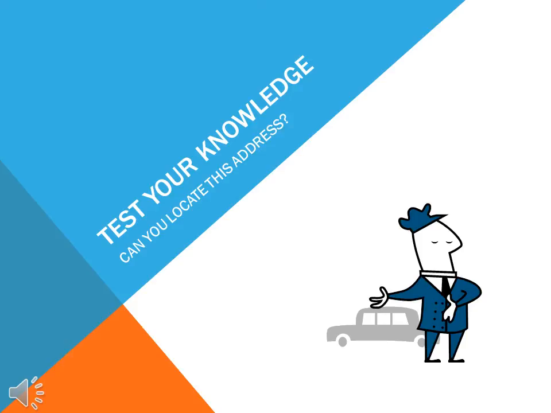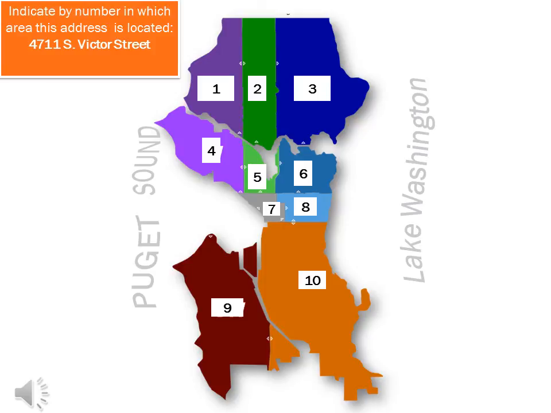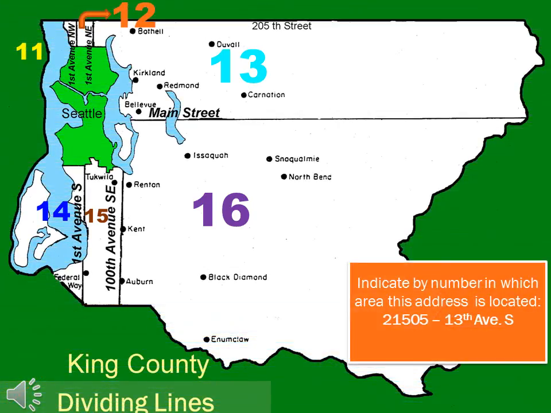Can you locate this address? Indicate by number in which area this address is located. 4711 South Victor Street. Answer: 10. Indicate by number in which area this address is located. 21505 13th Avenue South. Answer: 15.